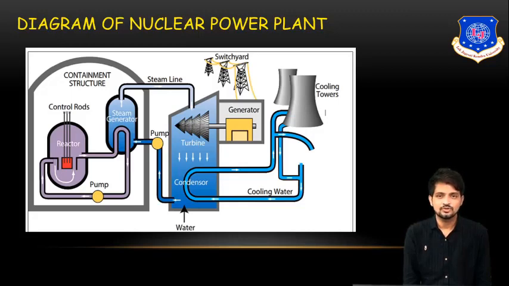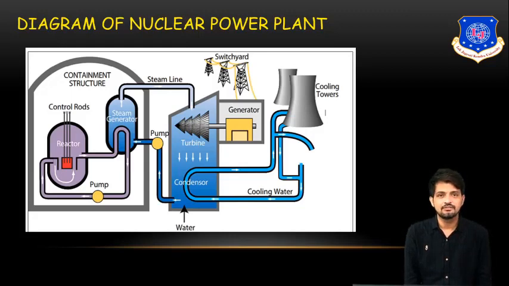What is the main purpose of the nuclear reactor? The nuclear reactor is used to generate heat, and it is used to control the nuclear reactions. Nuclear chain reactions are controlled in the nuclear reactor. Then the heat energy produced by the nuclear fission is given to the steam generator where water is present. By using the heat, the water is converted into steam.